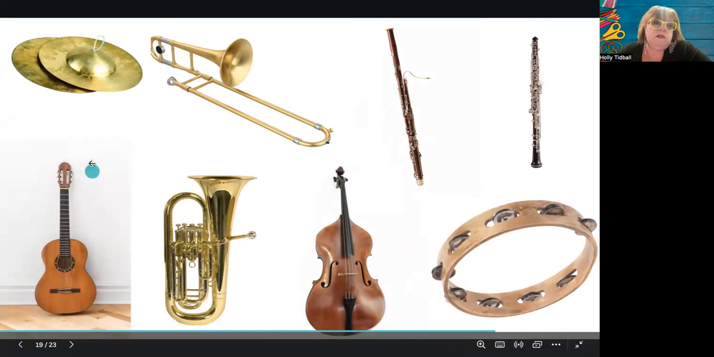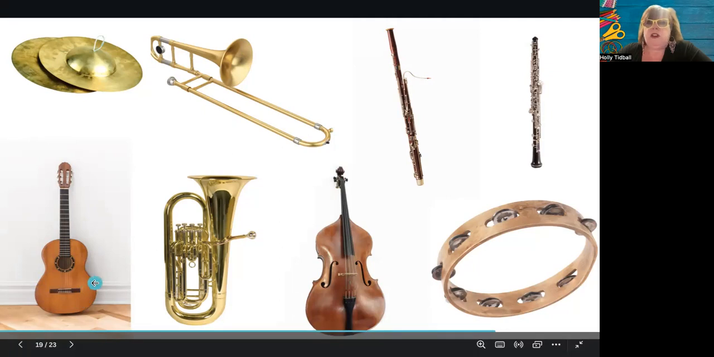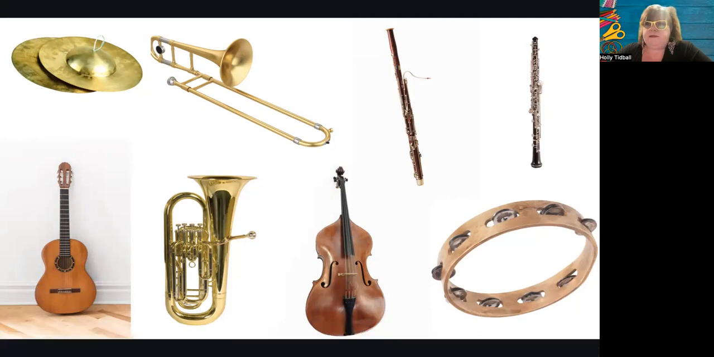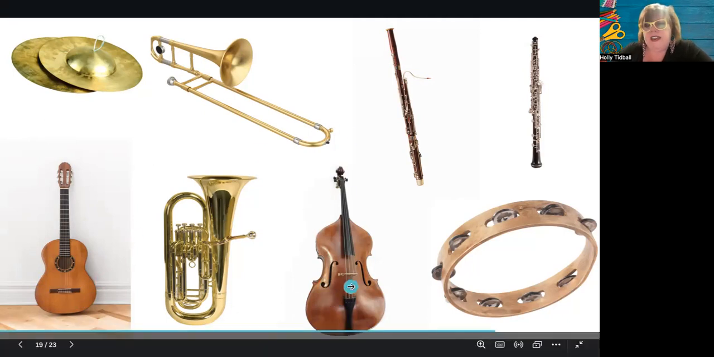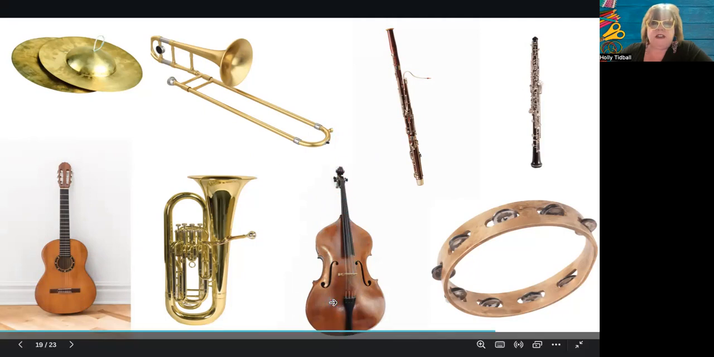This instrument right here, yep, it's a guitar. And what family does this guitar belong to? The string family. Good. Thank you. What other instrument on our board belongs to the string family? That's right. This violin or double bass. I'm not sure which one it is because it's not standing up to somebody. But yes, this is a string instrument.